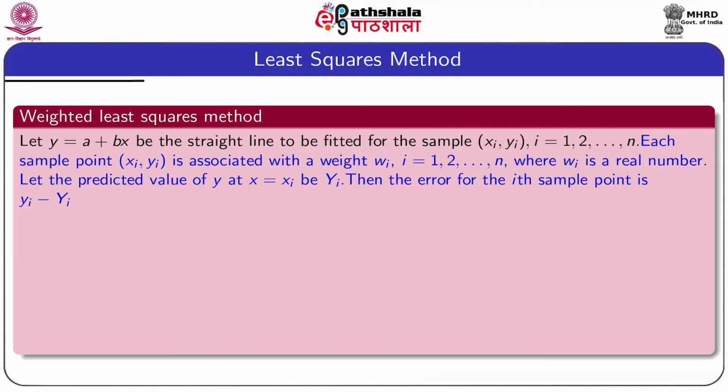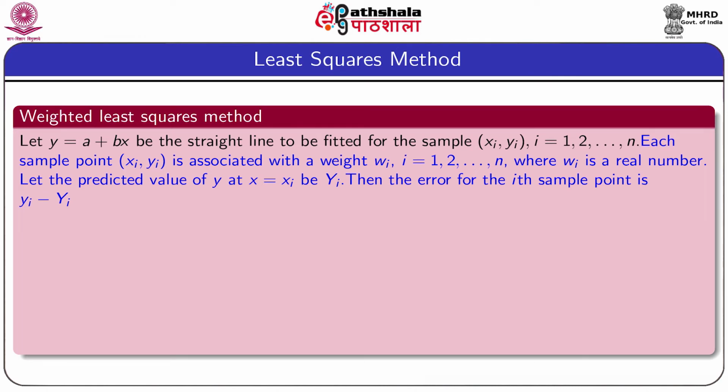We have described the least square method to fit a parabolic and non-parabolic curve. Now we consider a modified least square method called the weighted least square method. In this method, each sample point is associated with a weight. This weight may be a real number or it may be an integer. The weight may represent the number of repetitions of a sample point, or it may represent the importance of a particular sample point. First, we consider a straight line.